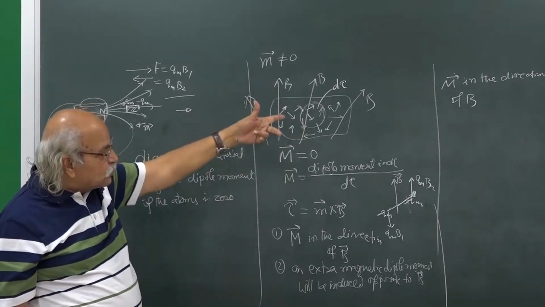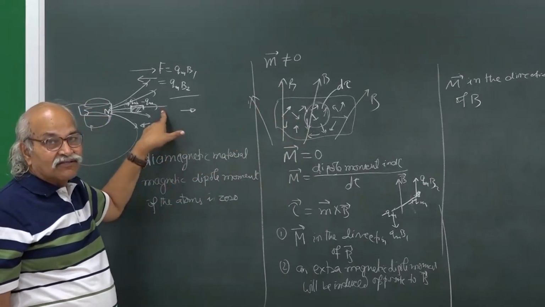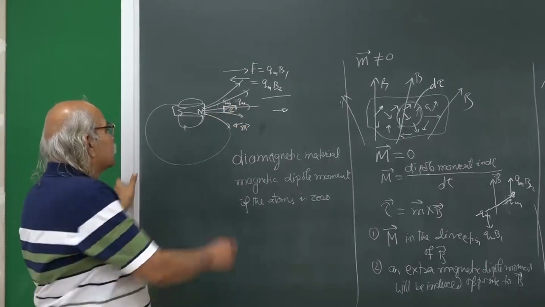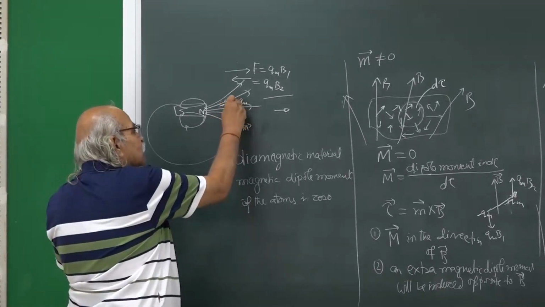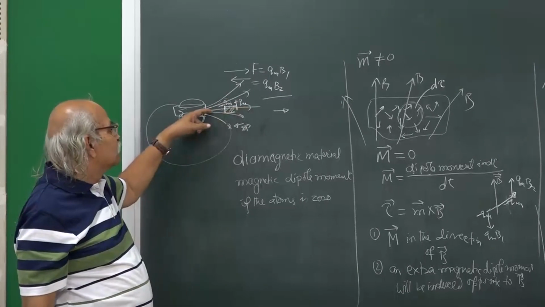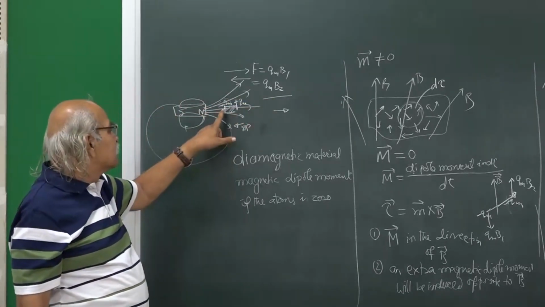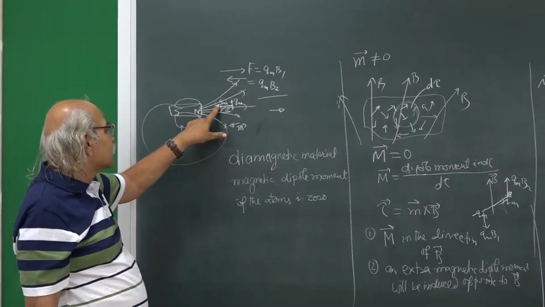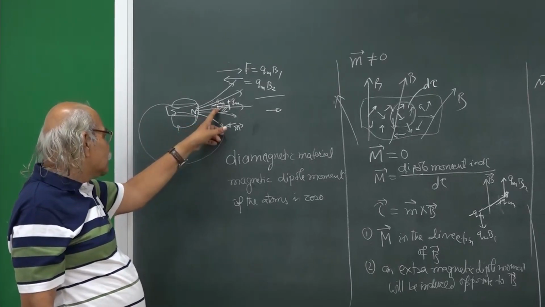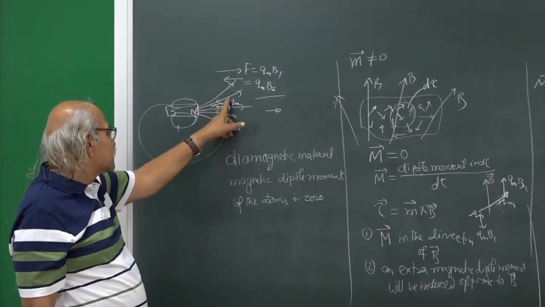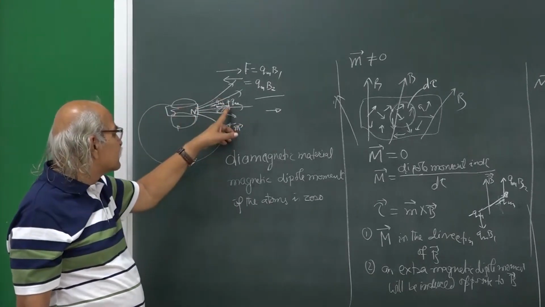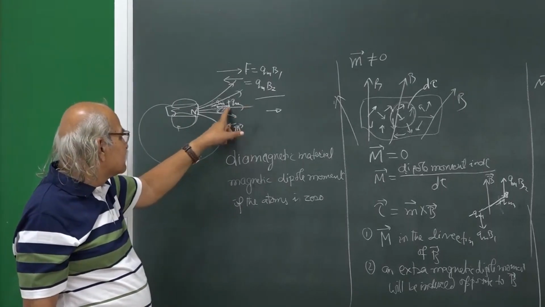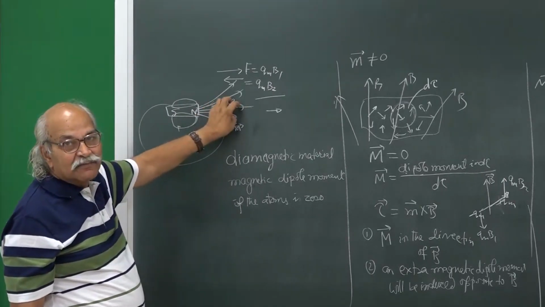And if it is in the direction of B, the magnet will attract. If this is minus qm and this is plus qm, and the direction of the magnetic moment is in the direction of B, then the force here is towards the magnet, because this is a negative magnetic charge. This force is plus qm, and the magnetic field is in this direction. So, the force here is in the direction of the magnetic field, and this is weaker and this is stronger, and therefore, it will be attracted.